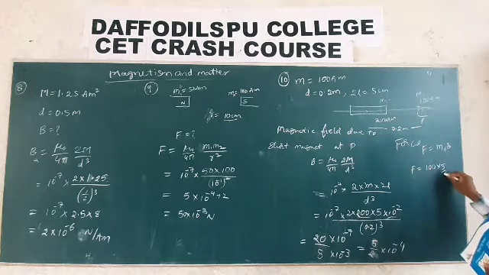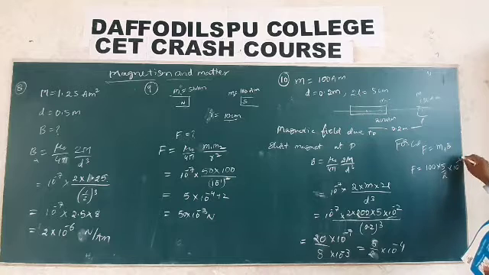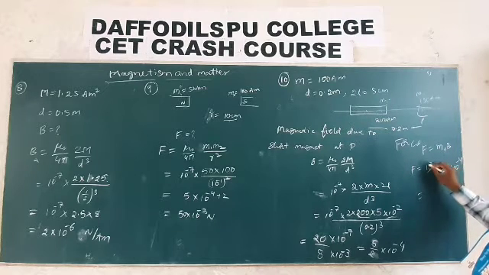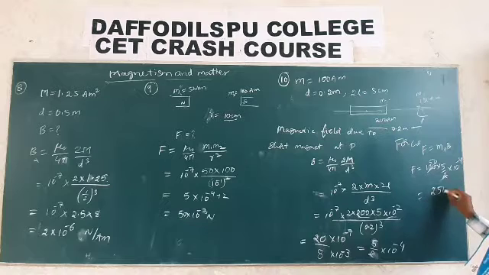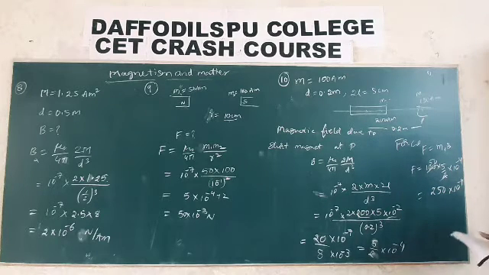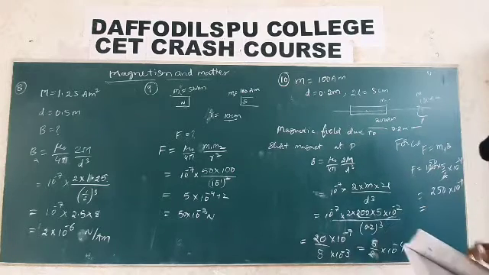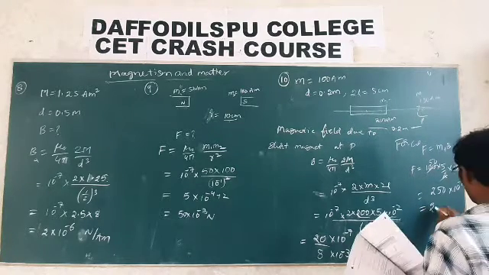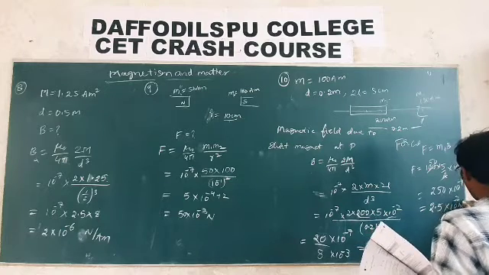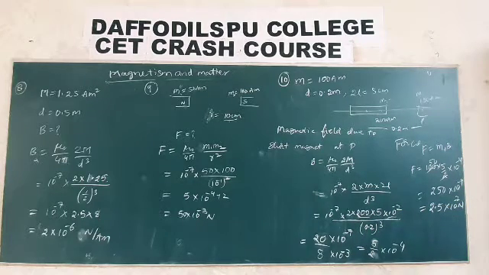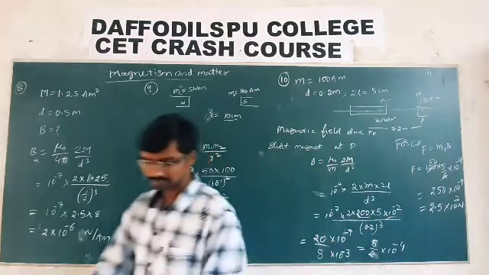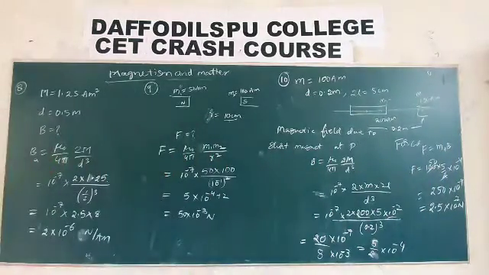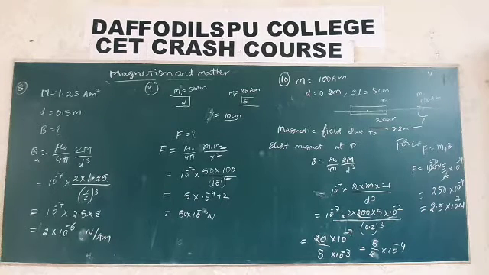The couple acting on it is nothing but the torque, which is mB sin theta. Then M is nothing but m into 2l, into B sin 30. Now substitute values. Pole strength is 5, into 2l which is 0.2, into B which is 15, into 1 by 2, here it is 0.5. Then 5 into 1.5, which is 7.5 Newton meter.